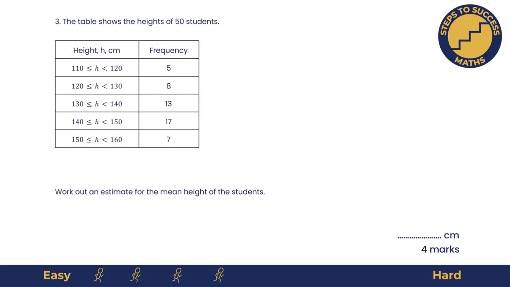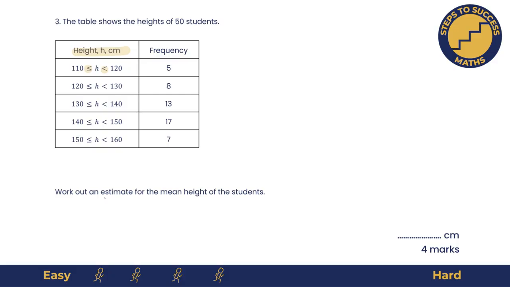Question 3. This one looks a little bit different because when you look at the table, you've been given a range for the values. So we're going to have to do something different. The table shows the heights of 50 students. Work out an estimate for the mean height of the students.